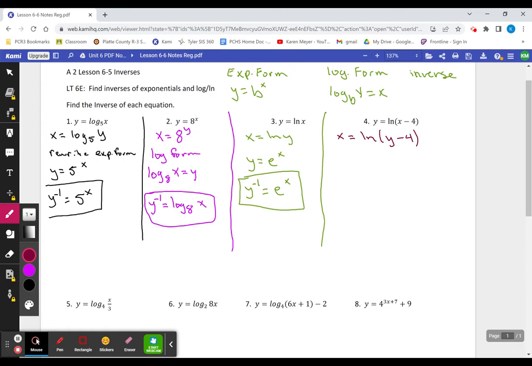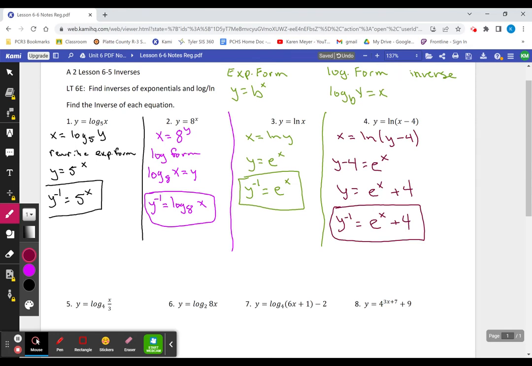So for exponential form, we're going to go with y, which is our y minus 4, equals base. Base for ln is always the letter e, and then raised to the x. Now you want to solve for y, and to get y by itself, you have to move the minus 4. So when you move the minus 4, it becomes a plus 4. And then y is all by itself, so we'll put in our inverse notation. So the inverse is equal to e raised to the x plus 4. Done.